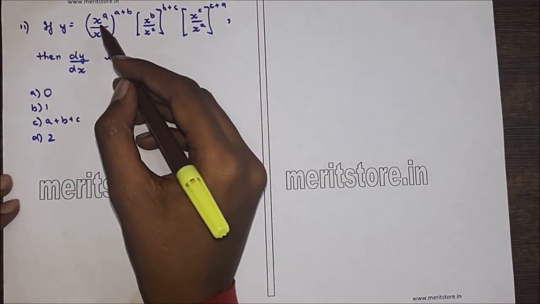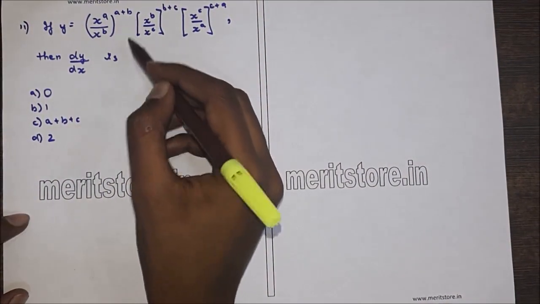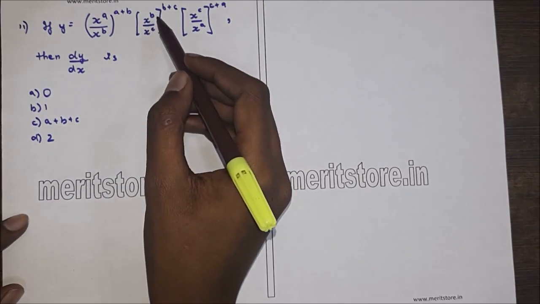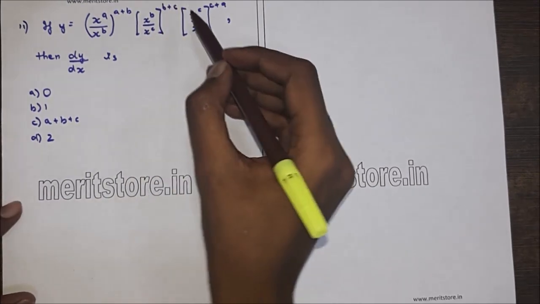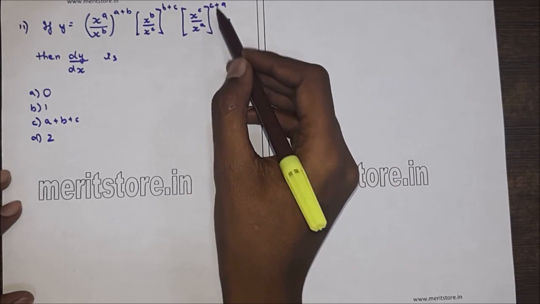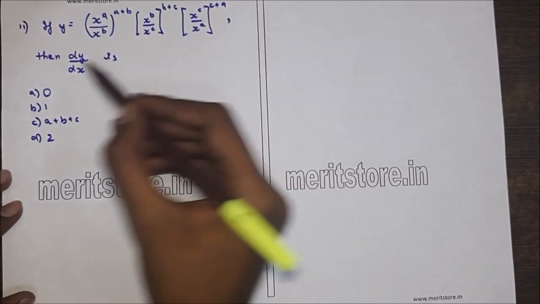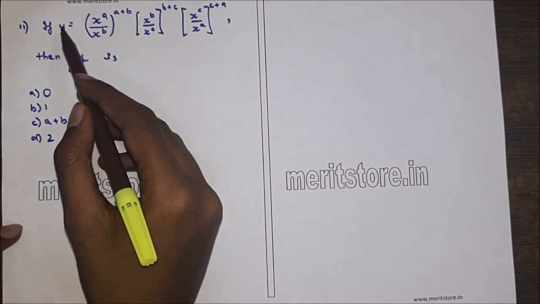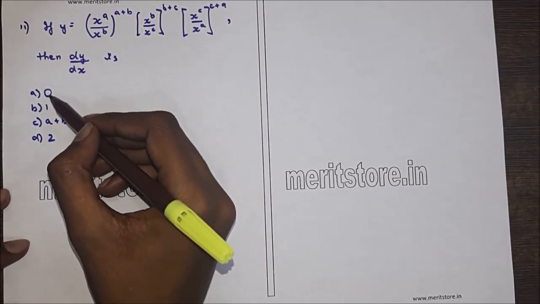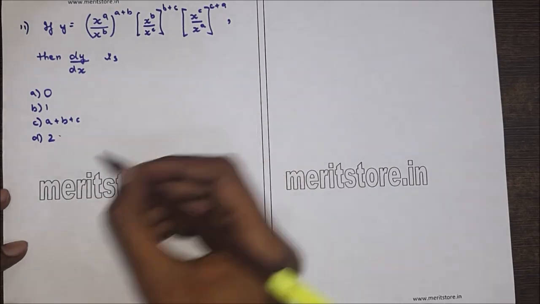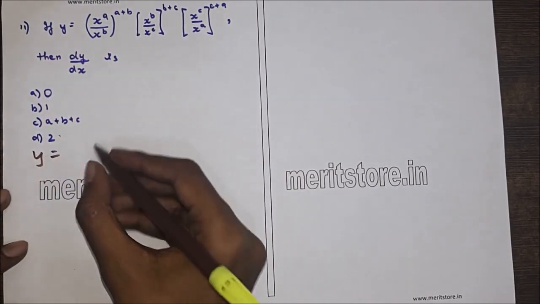y is equal to x raised to a by x raised to b the whole raised to a plus b, x raised to b by x raised to c the whole raised to b plus c, x raised to c by x raised to a the whole raised to c plus a. So we have to find the derivative of y with respect to x. The options are 0, 1, a plus b plus c and 2. First we simplify the expression of y.